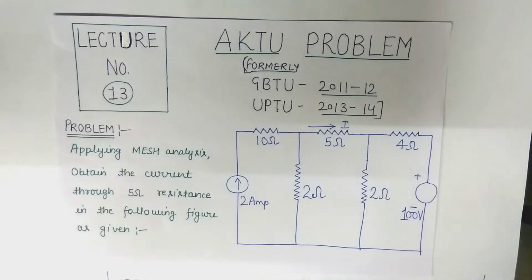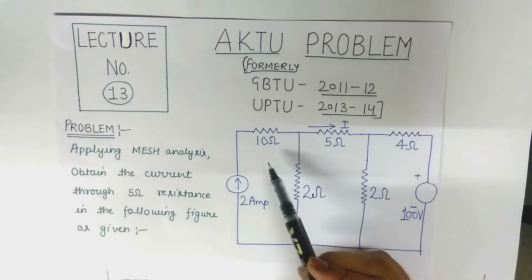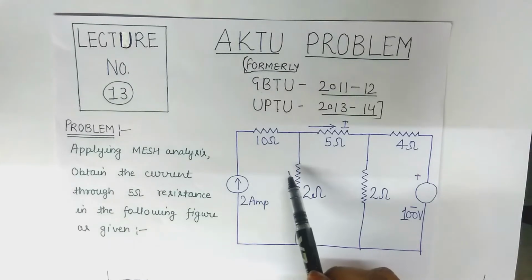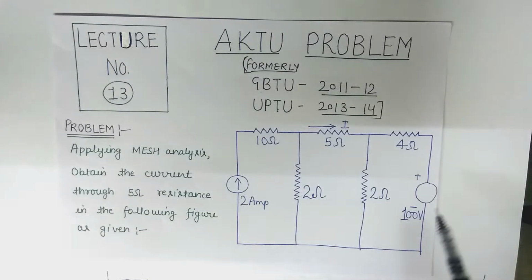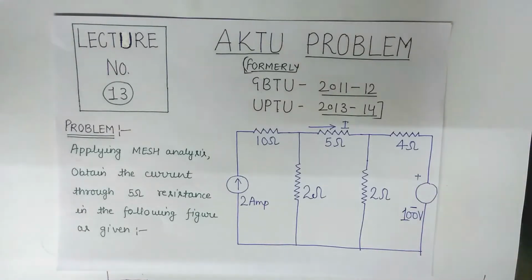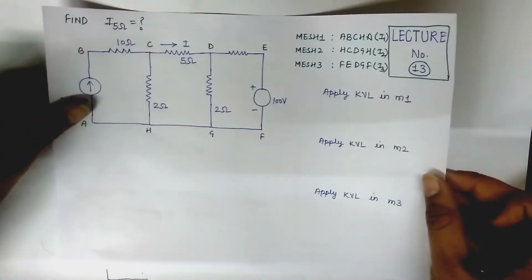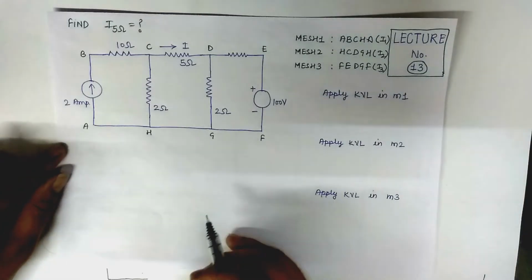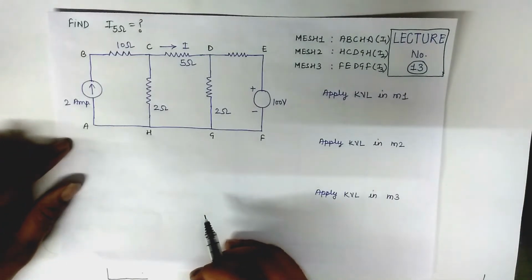We know that we cannot change this branch, because we cannot apply source transformation here. The circuit is very simple to solve. So now we start to solve this question using the Kirchhoff voltage law, KVL method, mesh analysis.